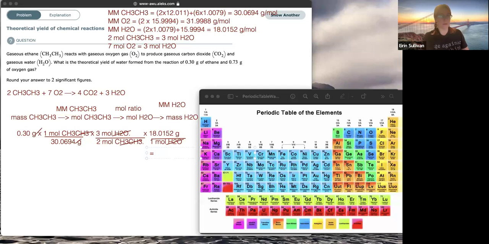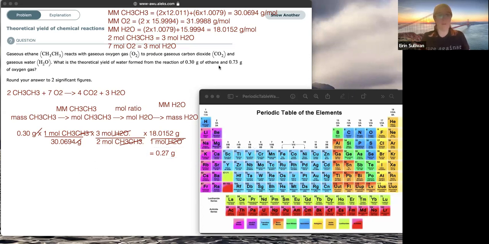So 0.3 divided by 30.0694 times 3 divided by 2, a real calculator is just so much quicker, times 18.0152, gives me 0.2696 grams. We're asked to round to 2 significant digits, so that'll be 0.27 grams. So we're not done yet.